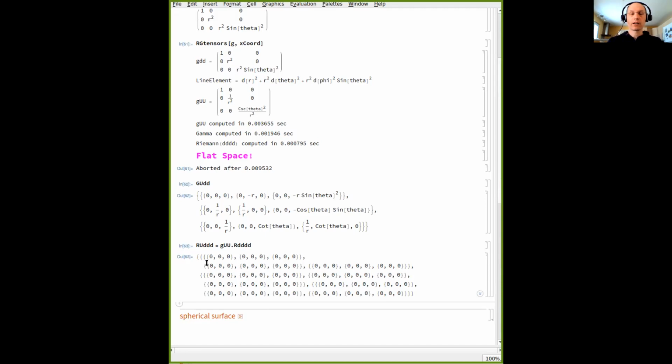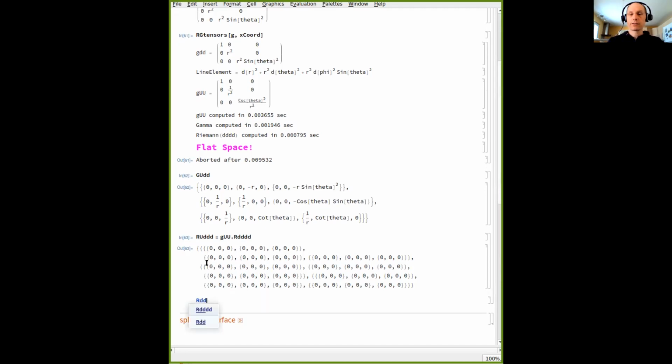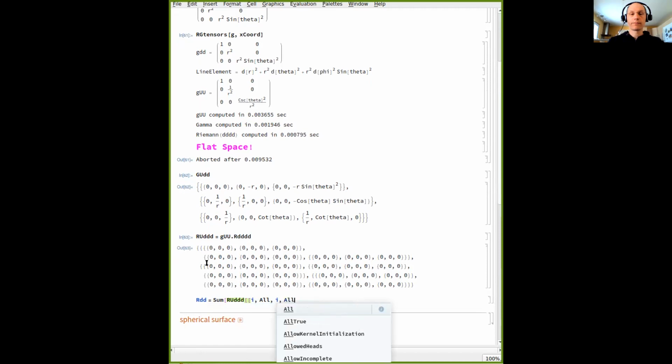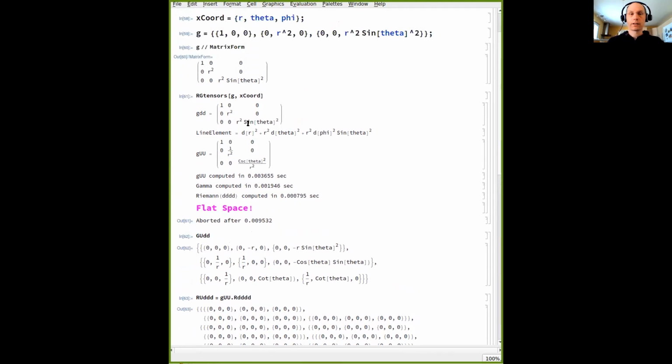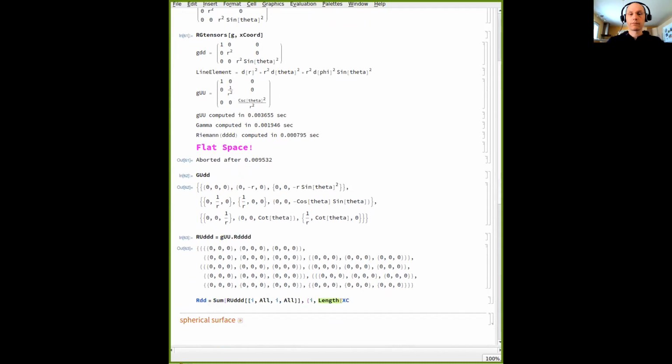We can now get our Ricci tensor by summing over the corresponding quantities. So we have to sum the first index, leave the second one the same, and sum the third one. We have to sum over all entries. See how I call this? I call this X chord.